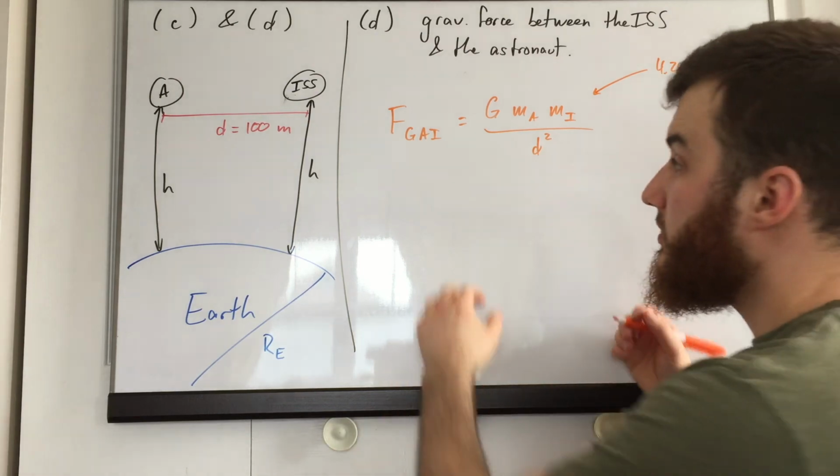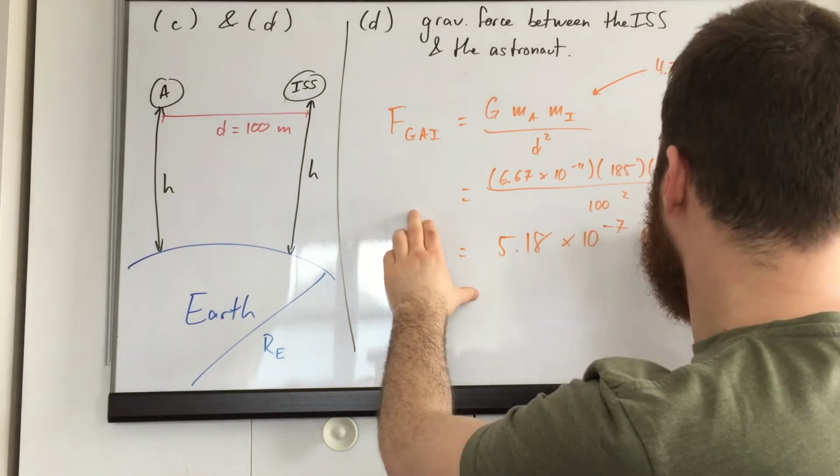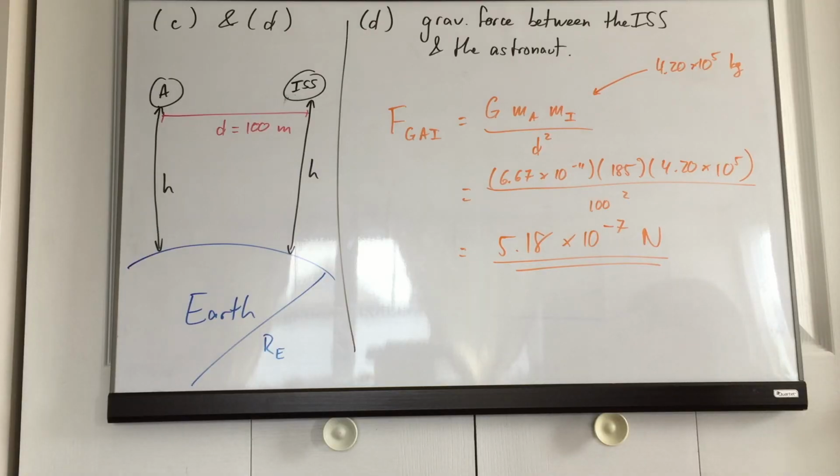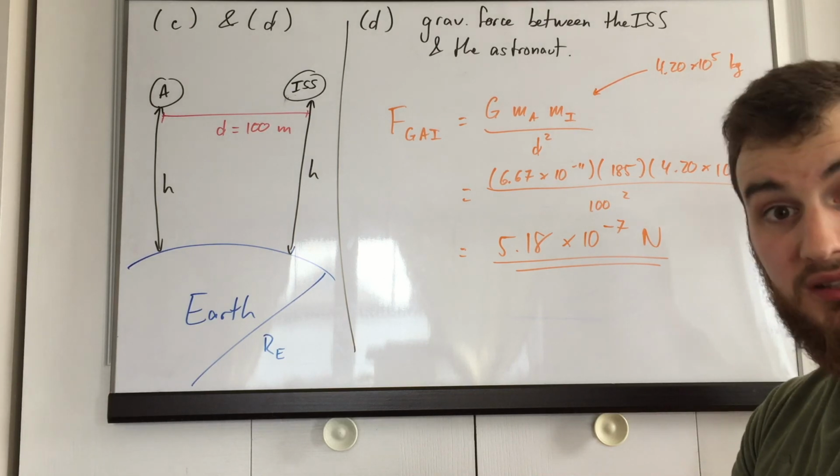We plug in our numbers, and once we have that, we should get 5.18 times 10 to the negative 7 newtons. And that's it. Congrats.